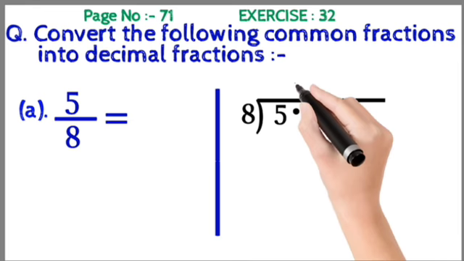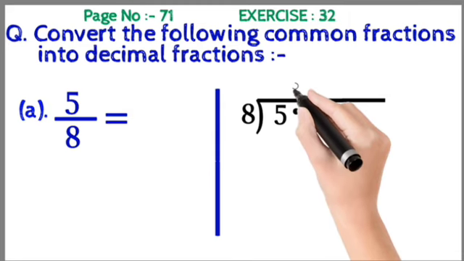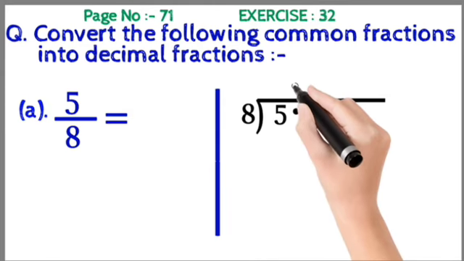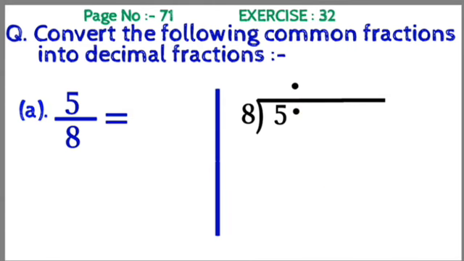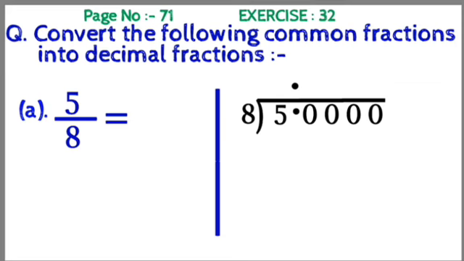So let me write one decimal point for the quotient as well, and then also insert some zeros at the right side of the decimal point, so that I can use them while dividing until I get the remainder 0. So let me write 3 or 4 zeros. I will use them later when I start dividing.